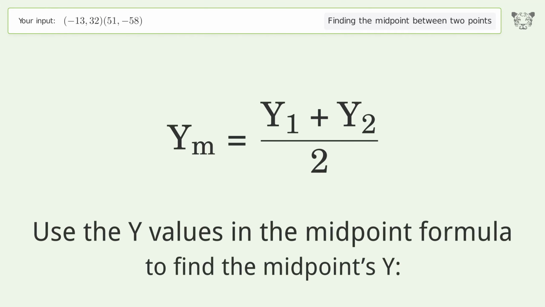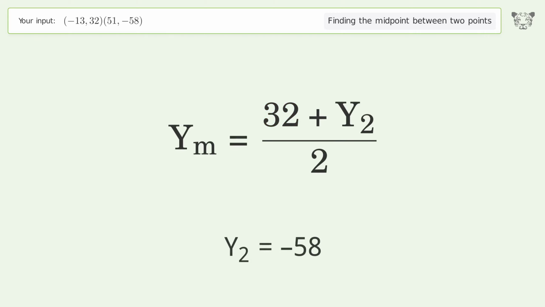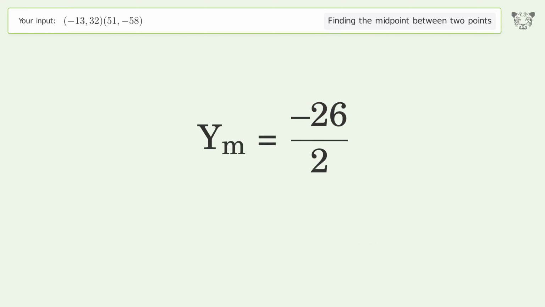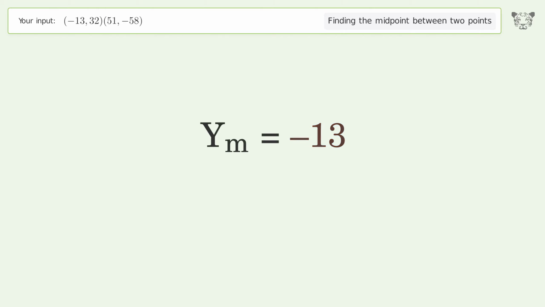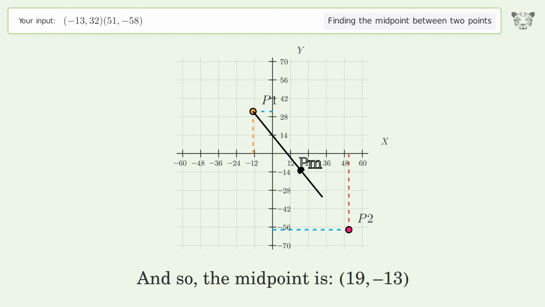Use the y values in the midpoint formula to find the midpoint's y. y1 equals 32. y2 equals -58. Simplify the arithmetic. And so, the midpoint is 19, -13.